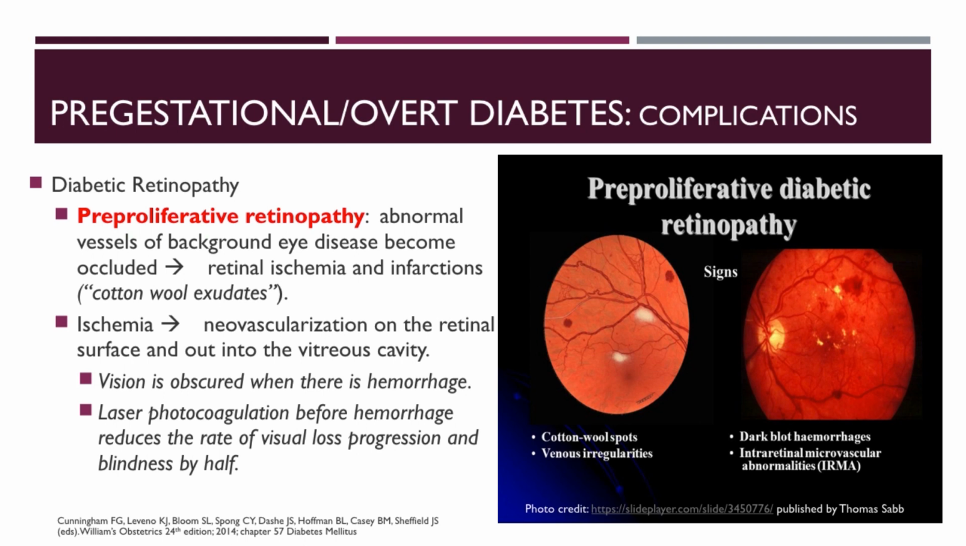Next is the pre-proliferative retinopathy, where abnormal vessels of background eye disease become occluded, which leads to retinal ischemia and infarctions, which we call cotton wool exudates. The ischemia can lead to neovascularization of the retinal surface and out into the vitreous cavity. Vision is obscured when there is hemorrhage, and laser photocoagulation before hemorrhage reduces the rate of visual loss progression and blindness by half.